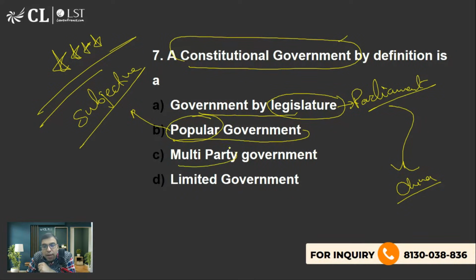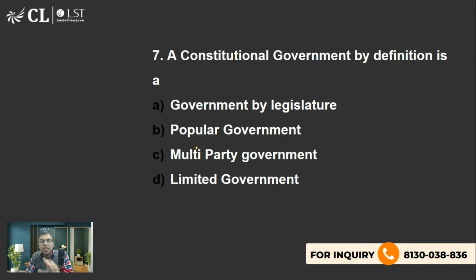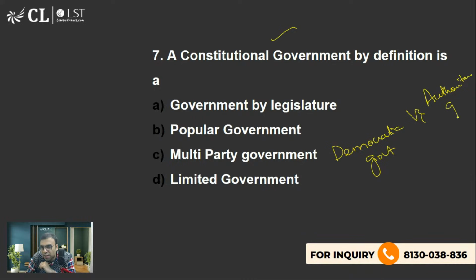Next is multi-party government. But if it is a two-party government, for example, in USA, should I reject it just because it is not multi-party? The idea behind constitutional governance is option D. I'll tell you what exactly it means. First, you understand it. What is the difference between a democratic government versus a dictator government or an authoritarian government? पर concept समझना है. Where there is dictatorship or kingship, what is the main difference?